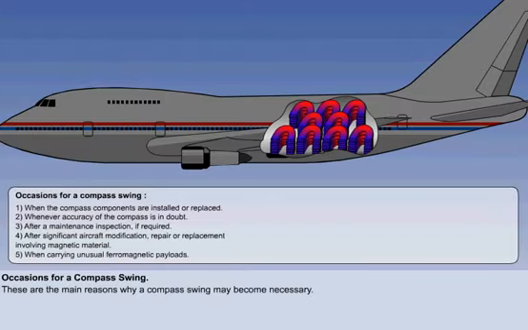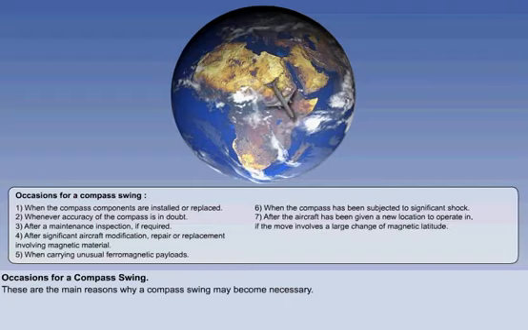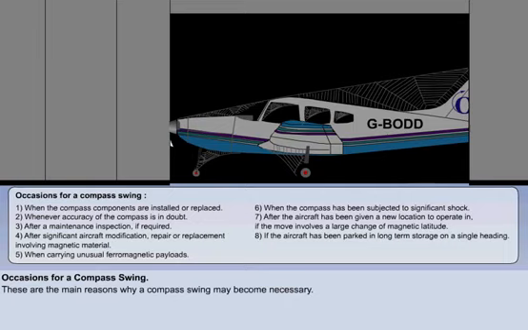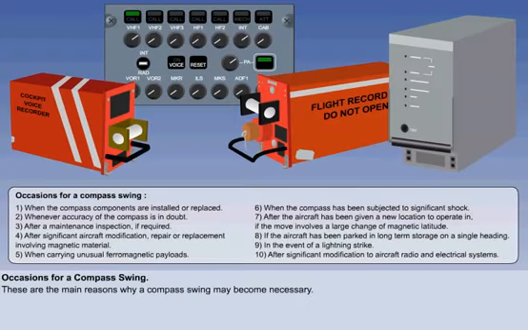5. When carrying unusual ferromagnetic payloads. 6. When the compass has been subjected to significant shock. 7. After the aircraft has been given a new location to operate in, if the move involves a large change of magnetic latitude. 8. If the aircraft has been parked in long-term storage on a single heading. 9. In the event of a lightning strike. 10. After significant modification to aircraft radio and electrical systems.